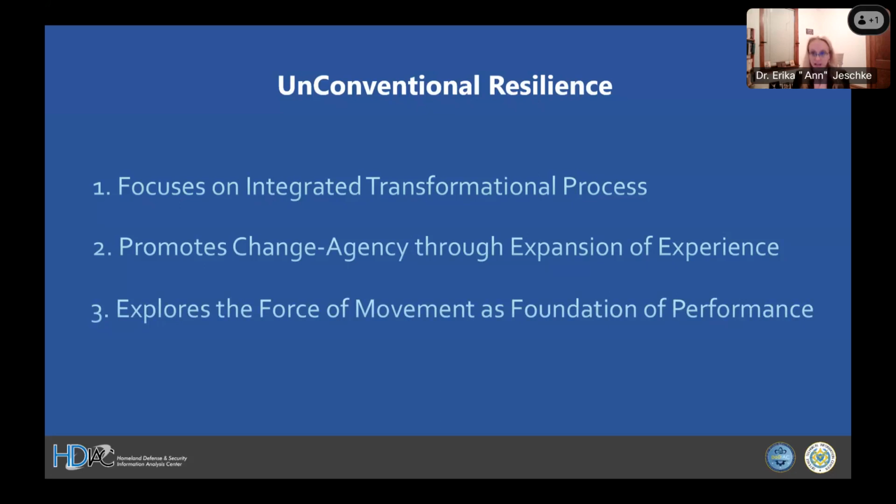In specific, using common words found in our data collection, we defined unconventional resilience as the ability to express dynamic freedom of maneuver in contexts of ambiguity to facilitate connection to oneself, team, and the mission.